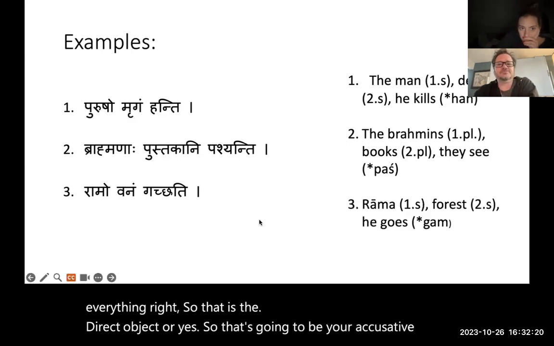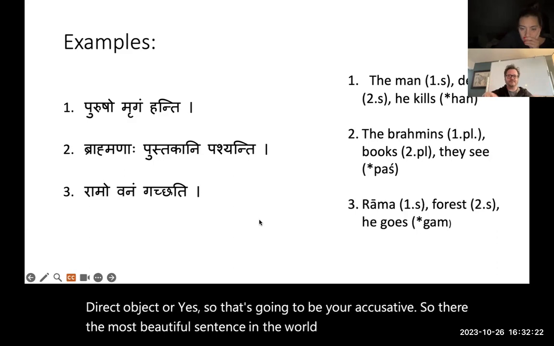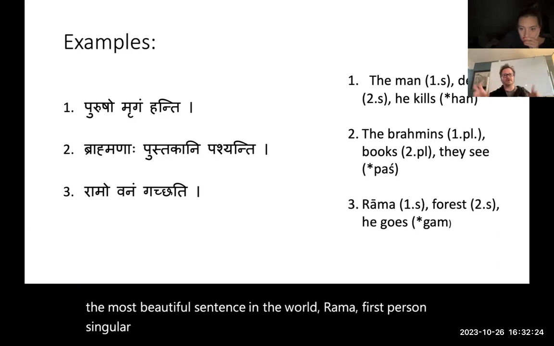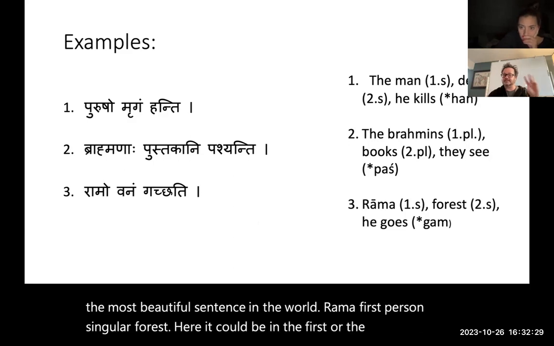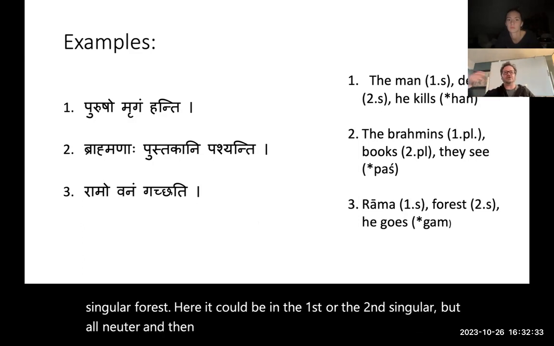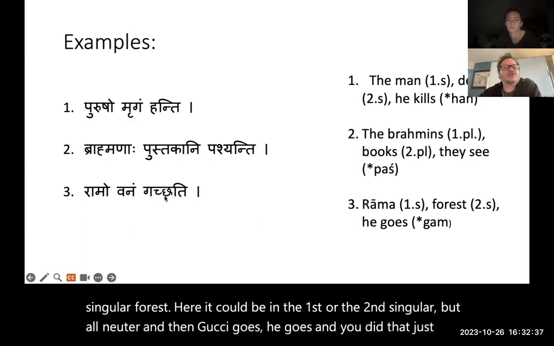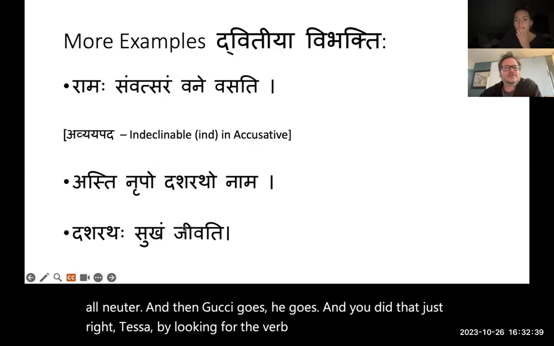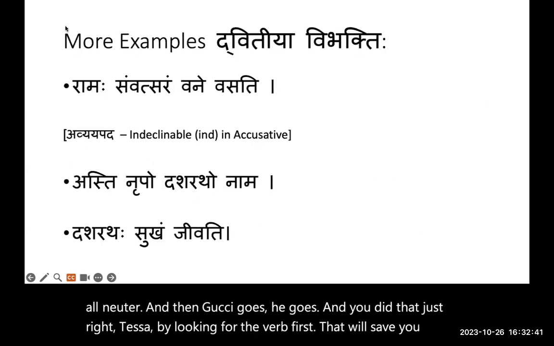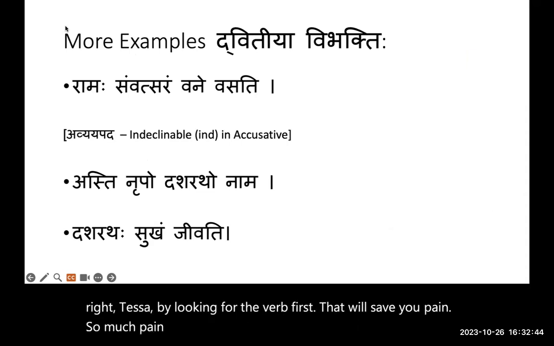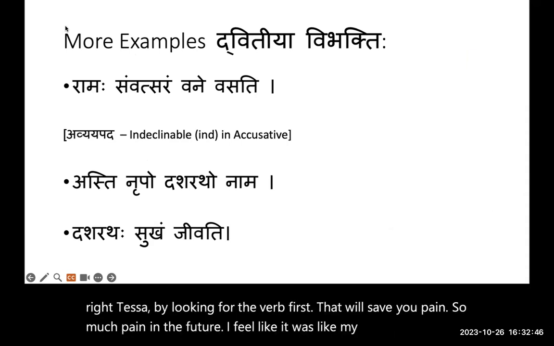So there, the most beautiful sentence in the world: Rama, nominative singular, forest, vanam. It could be nominative or accusative singular, but it's neuter. And then gachati, goes. He goes. And you did that just right, Tessa, by looking for the verb first. That will save you so much pain in the future. I feel like it was my third year before I really figured that one out.